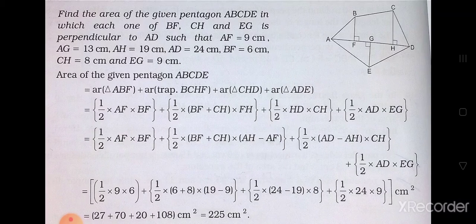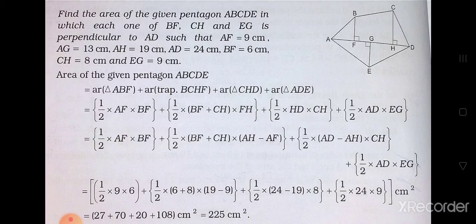So in order to find the area of this pentagon, you can see in the figure we have divided the pentagon into 1, 2, 3, 4, 5 parts, into 5 parts. Now we have to calculate the area of each part. So the area of pentagon ABCDE is equal to area of triangle ABF plus area of trapezium BCHF plus area of triangle CHD plus area of triangle ADE.